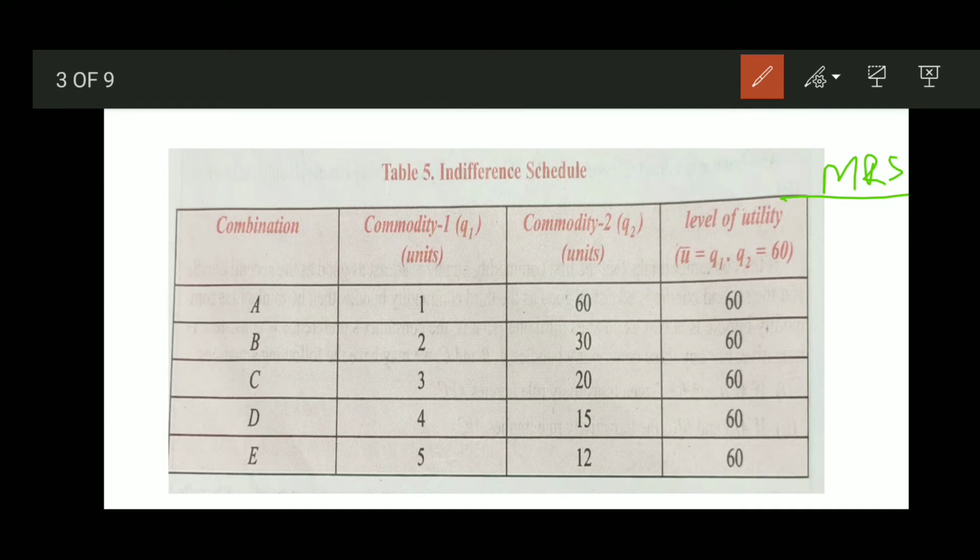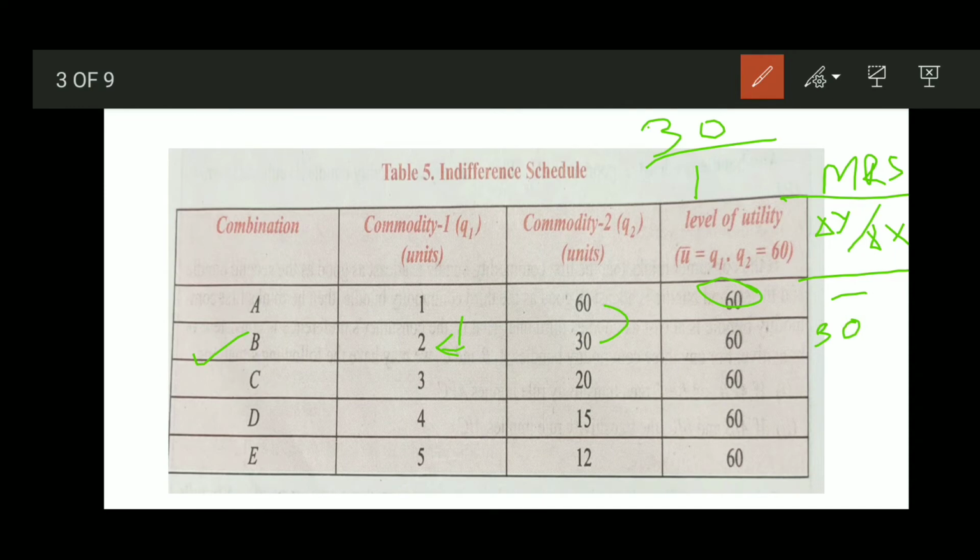MRS. So we'll find MRS with the help of the formula delta y by delta x. So in the first case there is no change, that is 1 unit of commodity 1 and 60 units of commodity 2, so satisfaction is 60. So there is no change. But in the second, that is combination B, when the consumer increases the consumption from 1 to 2, the consumer is sacrificing 30 units. From 60 the consumption decreased to 30, meaning there is a change of 30 units. So the MRS for combination B will be 30 and the change in x is 1. So 30 by 1, that is 30.